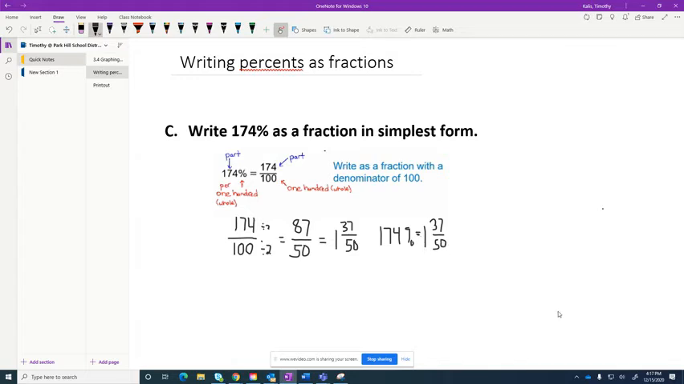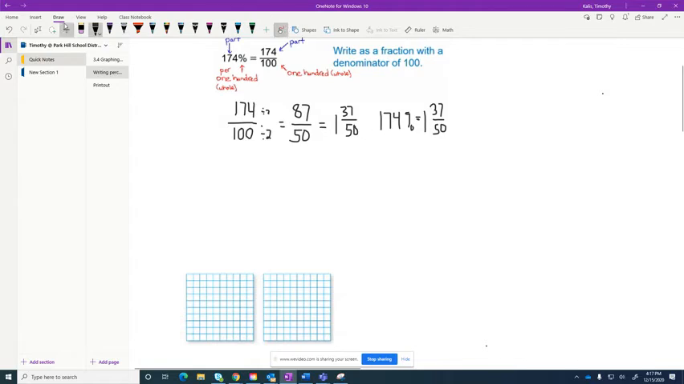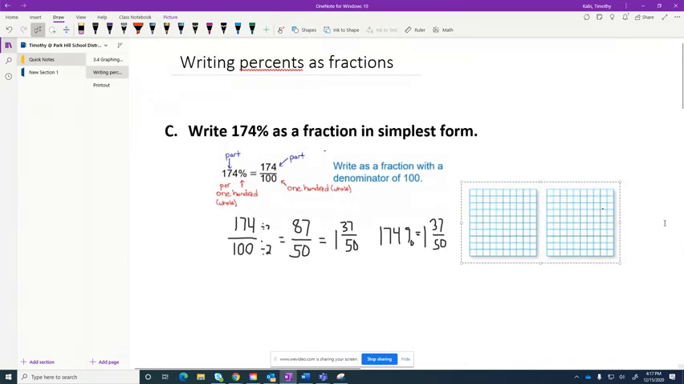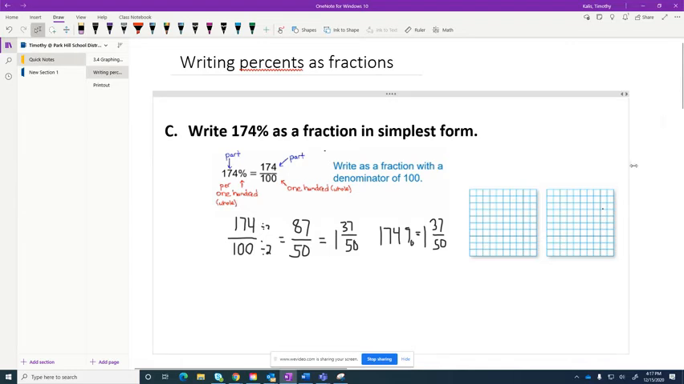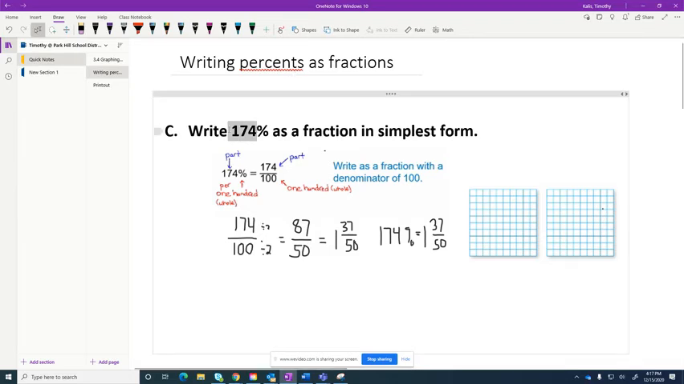Now, the next thing we're going to do is represent 174% in a model. So we need two 10 by 10 grids because 174 is greater than 100. And what that means is we're going to shade more than 100 squares. We're going to shade 174 squares.